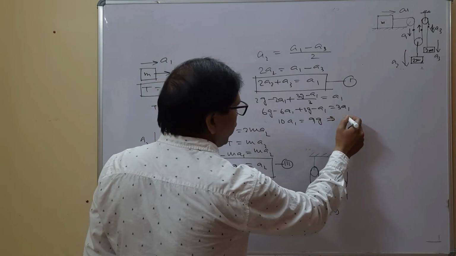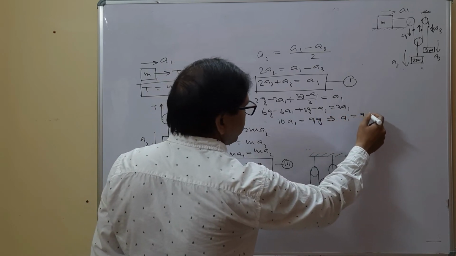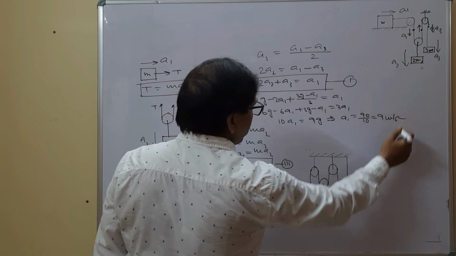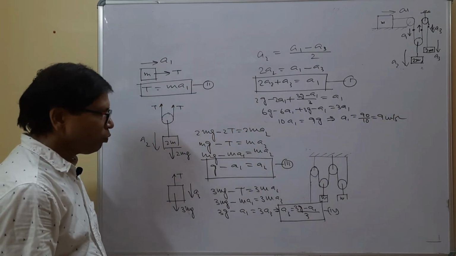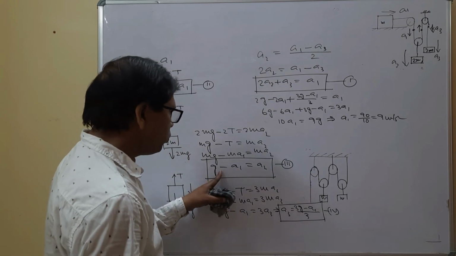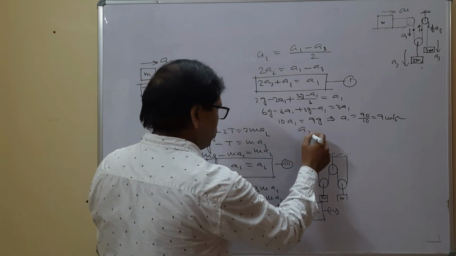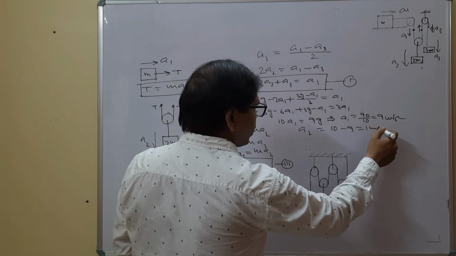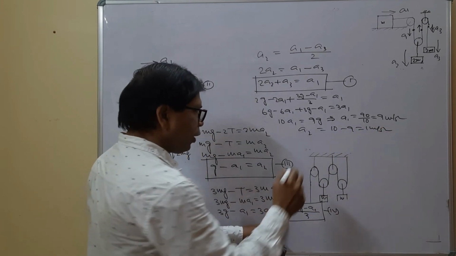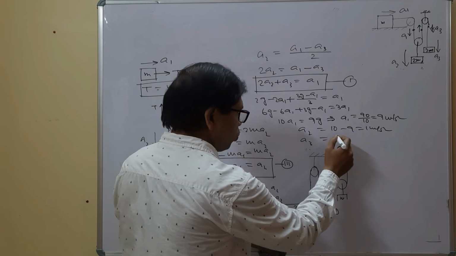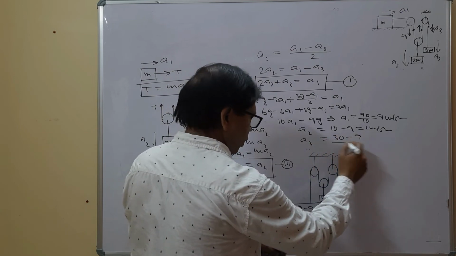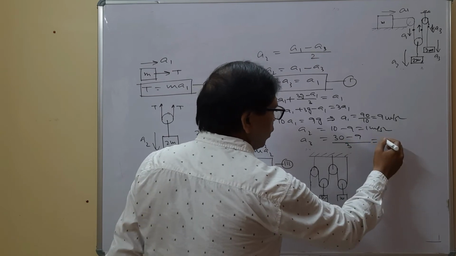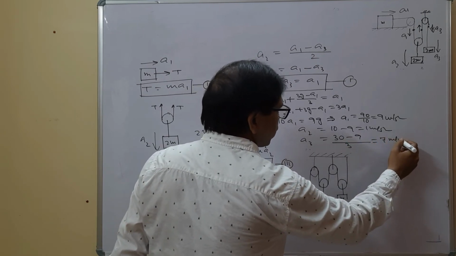Okay, so look at this, a1 equal to 90 by 10. So this is 9 meter per second square. Now what is a2? Now a2 becomes 10 minus 9, so this is 1 meter per second square. What is a3? Look at this, a3 equal to 30 minus 9 divided by 3. So this is 7 meter per second square.